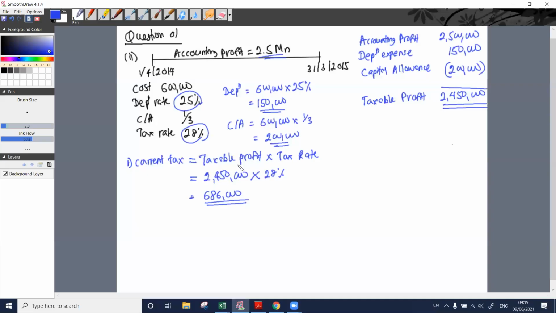Taxable profit into tax rate. Taxable profit we have not directly given. We have given only the accounting profit. Therefore, we should know how to convert this accounting profit into taxable profit. So here what we have done, we have added back the depreciation expense as it is not allowed for tax purposes, and only the capital allowance is allowed. Therefore, we deduct the capital allowance amount. The taxable profit into tax rate will give us the current tax figure, right? The current tax expense amount.